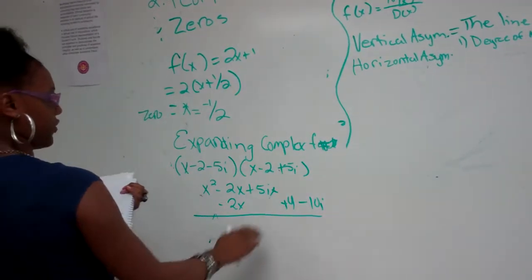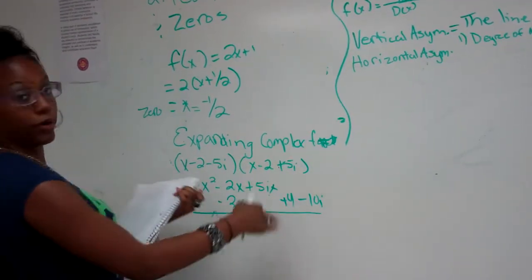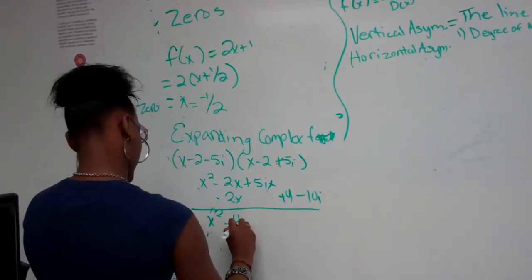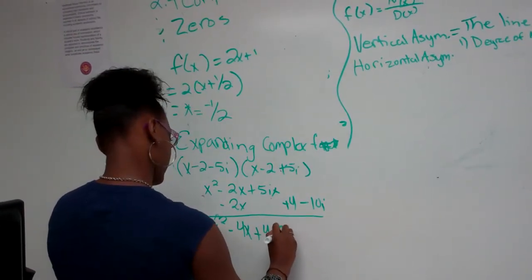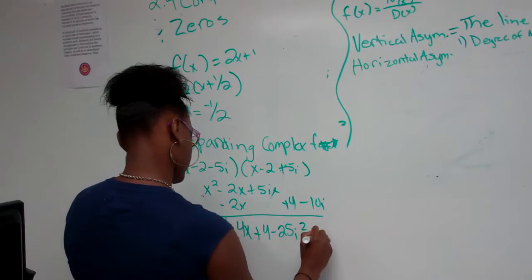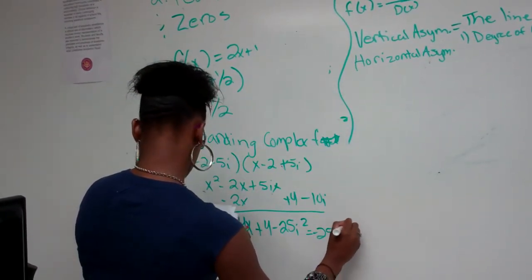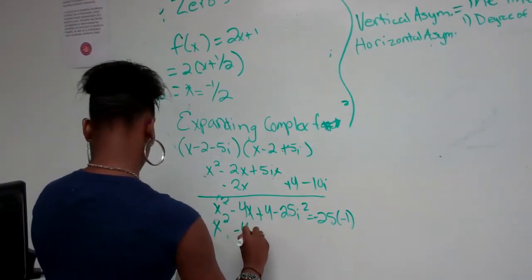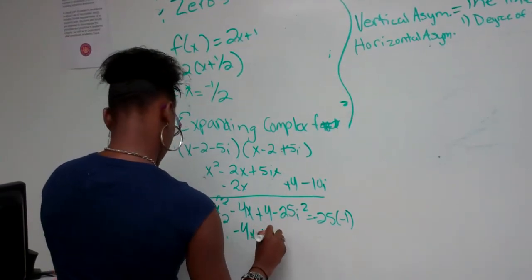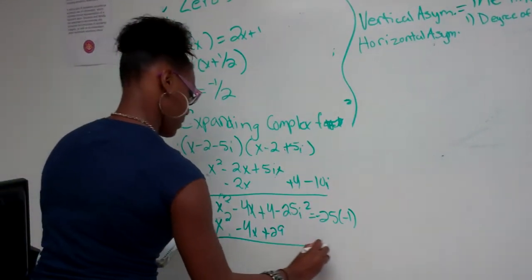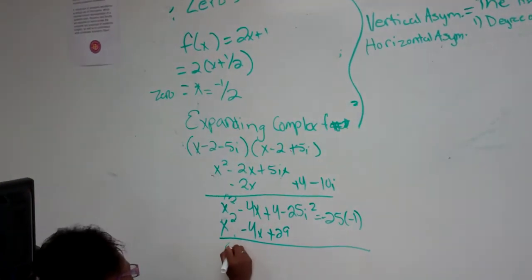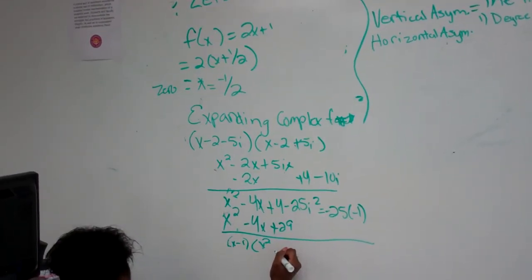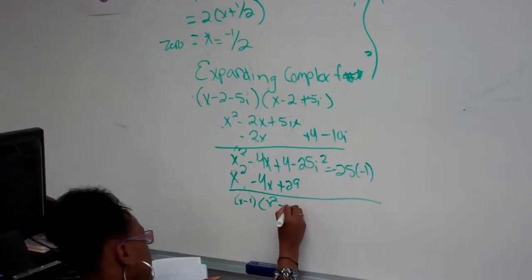And I'm doing it this way so they can line up with the same ones, so it won't get mixed up. And that'll give you x squared minus 4x plus 4 minus 25 i squared, and i squared equals negative 1, so negative 25 times negative 1. And then you would subtract: x squared minus 4x plus 29. And that would give you x minus 1 times x squared minus 4x plus 29.